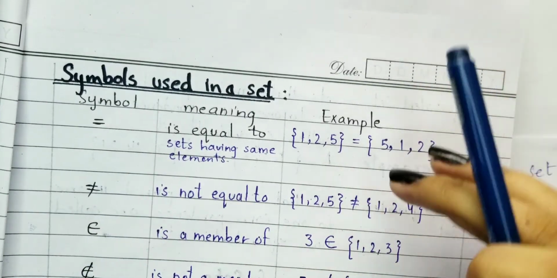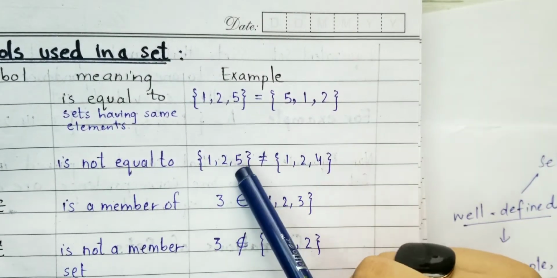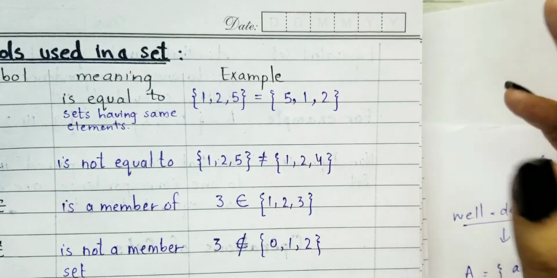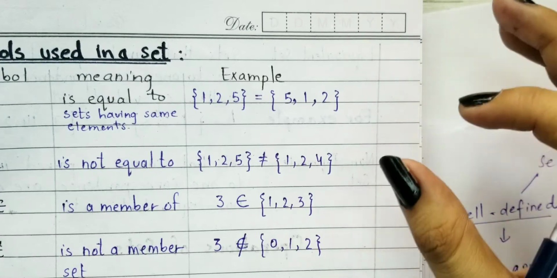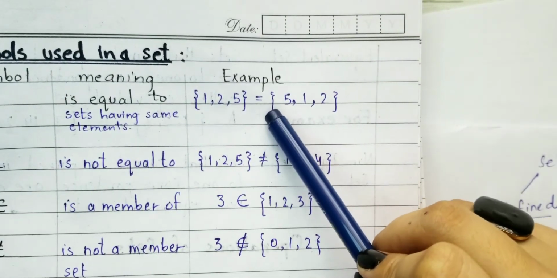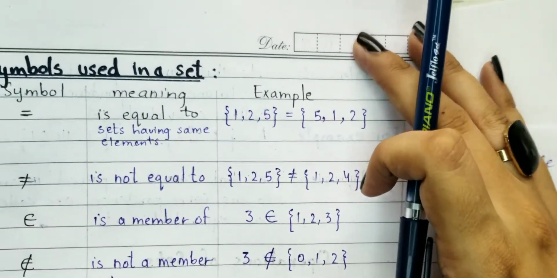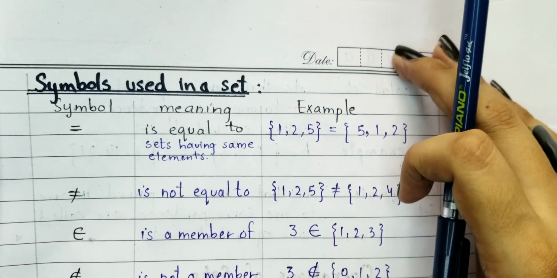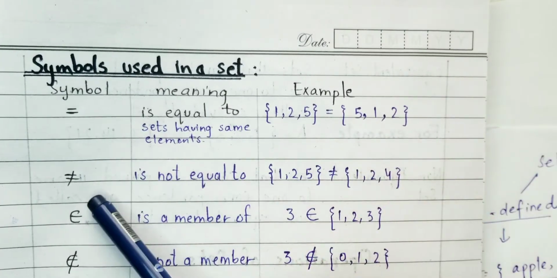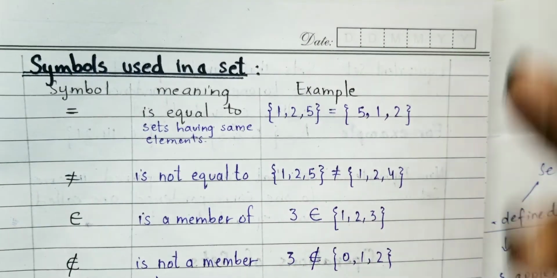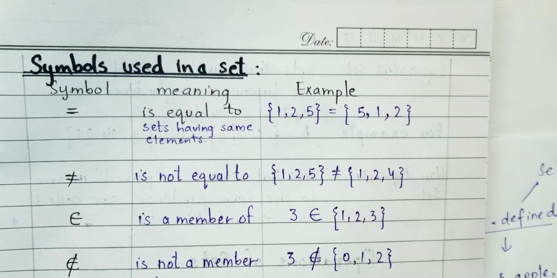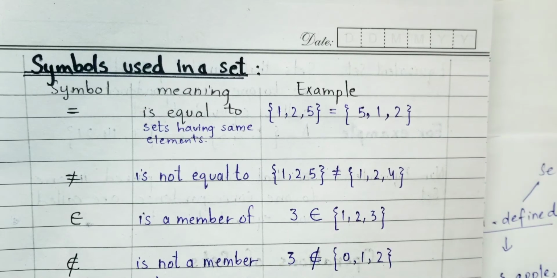When we are using the equal to symbol in a set, it means that the sets have not only the same number of elements but also the same exact elements in each other. So it is equal to, right? I have also given you the example so that you can understand the things easily. Now the other is not equal to. The sets will not be equal when the sets do not have exactly the same elements.